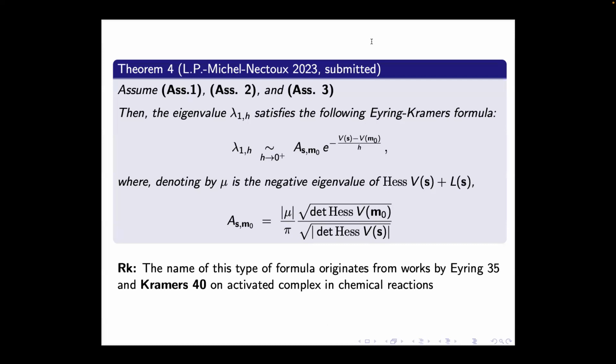And so with this assumption, we can state this result: the eigenvalue lambda of h satisfies the Eyring-Kramers formula. It is equivalent to a constant prefactor times the exponential of minus the energetic barrier over h, where we can give the prefactor. Denoting by mu the negative eigenvalue of Hess V of S plus L of S, the prefactor has this form. So it's an Eyring-Kramers formula, the same kind Antonio wrote yesterday. But here, the negative eigenvalue of Hess V is replaced by the negative eigenvalue of this matrix, which is not symmetric.